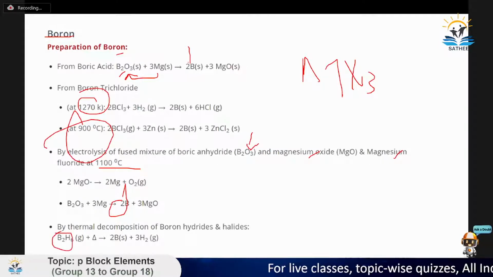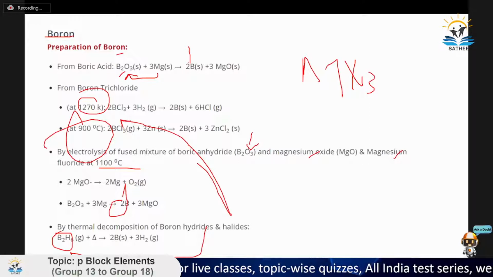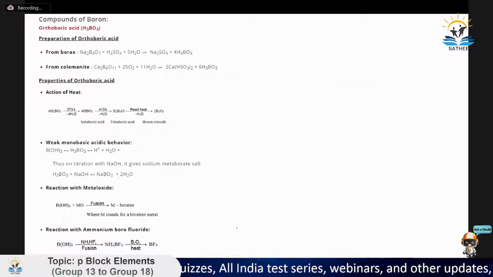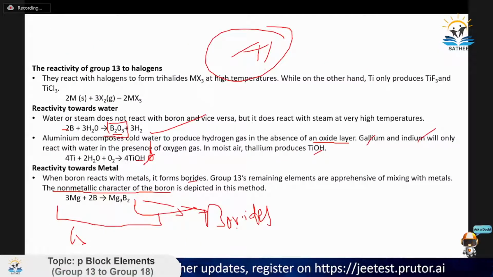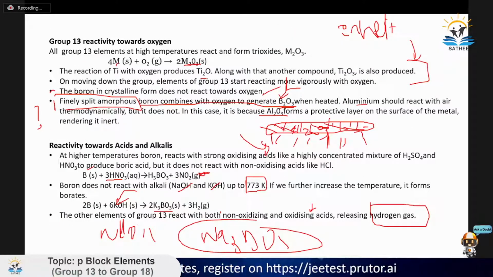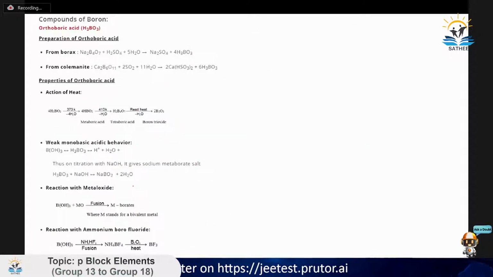And the same thing goes on with B2H6. So this is a hydride and this is a halide, and thermal decomposition is taking place. Now we come to a bit more important topic, I would say, and that in particular, my friends, is compounds of boron. The first compound we'll talk about is orthoboric acid, which we saw over here, boron's reaction with concentrated HNO3. And orthoboric acid is H3BO3.